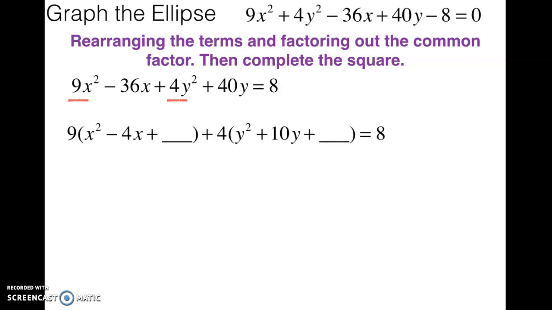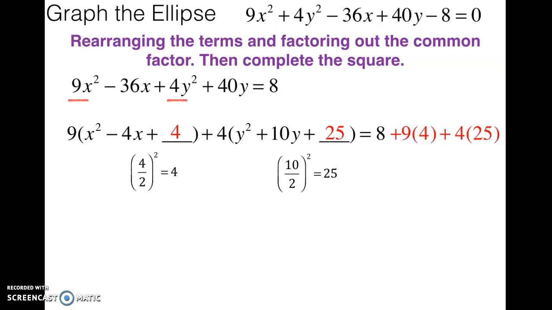Next, I need to complete the square. The way I find the values that will complete both of those squares is I take half of the b value, in this case is 4, and square that, so I'm going to end up with 4 for completing the square of the x terms. For the y terms, the b value is 10, half of 10 is 5, 5 squared is 25, so I end up with 25. Whatever I add to the left side of the equation, I need to add to the right side of the equation. So we add 9 times 4 plus 4 times 25. It's the common factor times whatever value we found that completed the square.